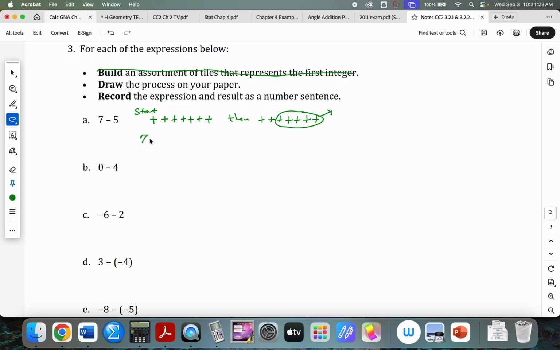7 minus 5 gives us what? 2. All right, and let's speed up the process a little bit more.